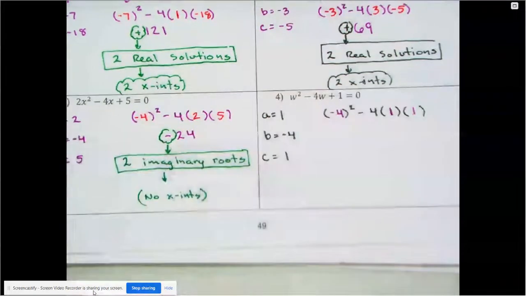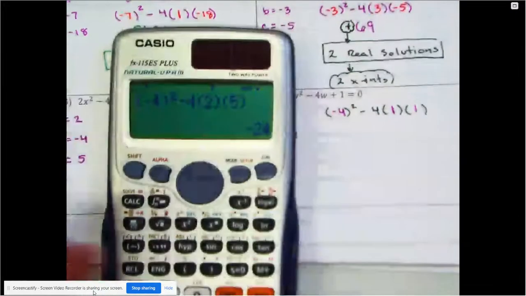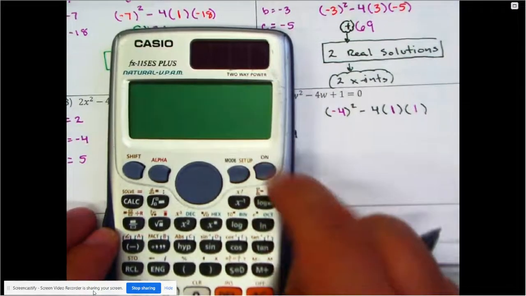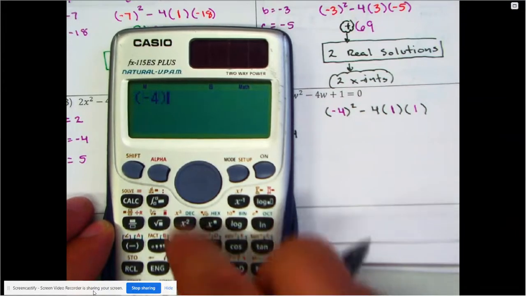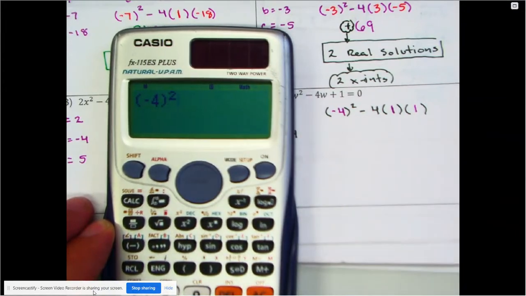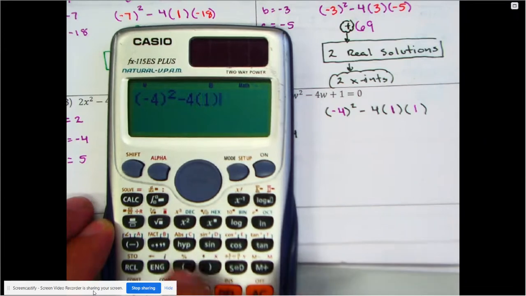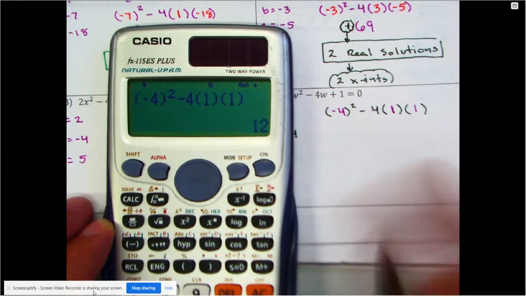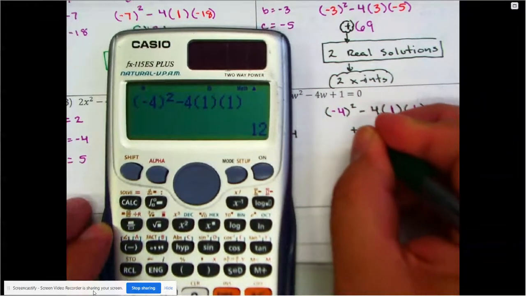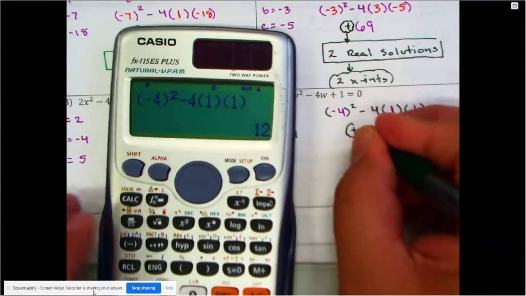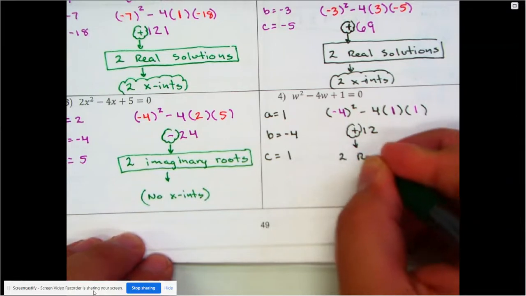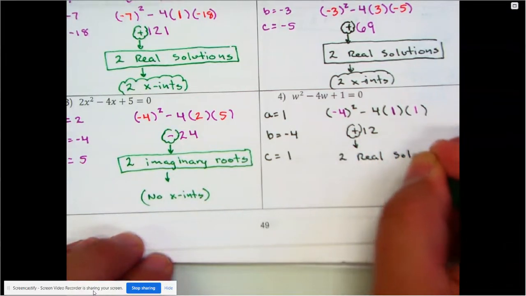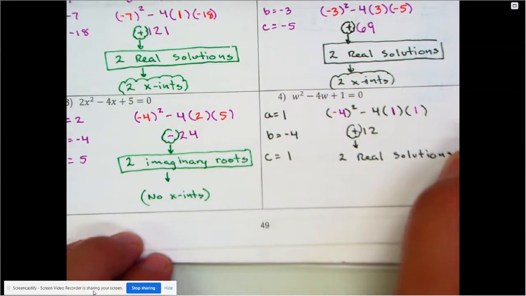So we worked that out on our calculator there. All right, here we go. So once again, -4 quantity squared, minus 4, parentheses 1, parentheses 1. Not much there, so we ended up with a positive 12. And because it's positive, we've seen this one plenty of times already. We're going to have 2 real solutions. Very straightforward.